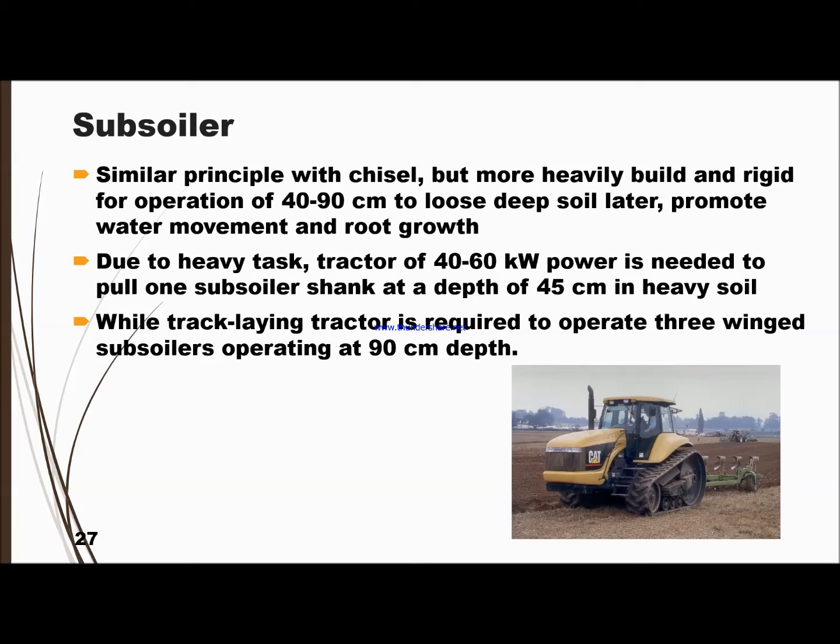Normally, we require a heavy tractor of between 40 to 60 kilowatts of power to pull one subsoiler shank. So this is a huge tractor. In this case, you can see the special tractor using tracks, so really good traction on the soil. A track-laying tractor is required to operate a three-winged subsoiler at 90 centimeter depth.